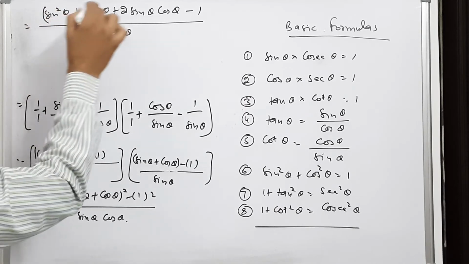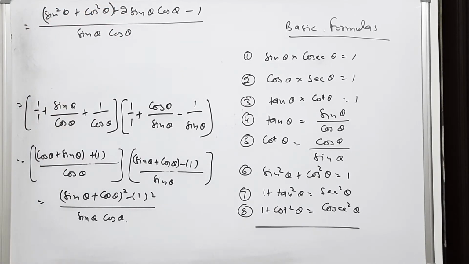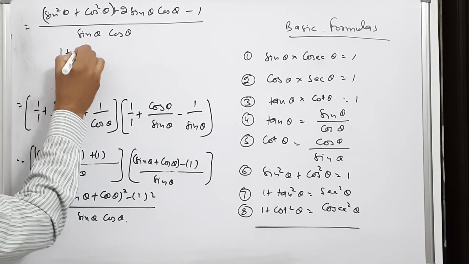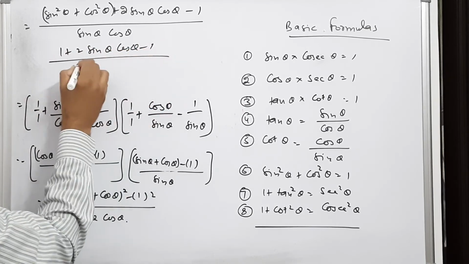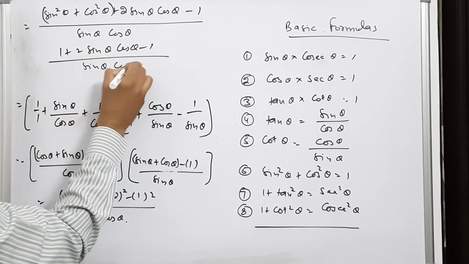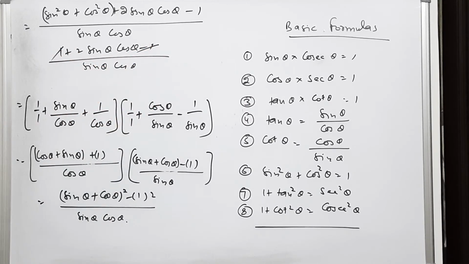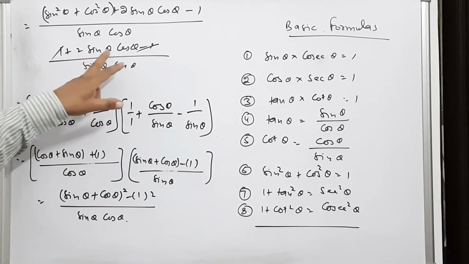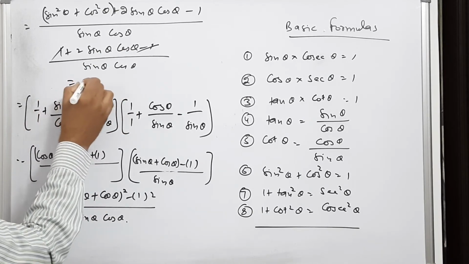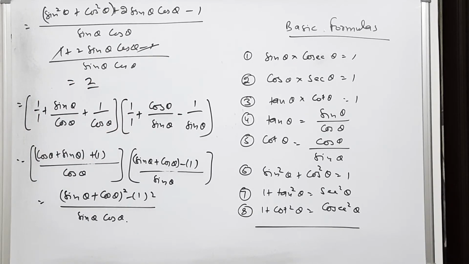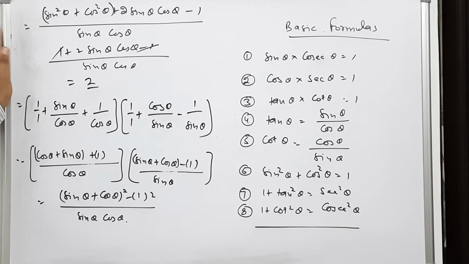Now, what is the meaning of this? Sin square theta plus cos square theta, it is 1. So, 1 plus 2 sin theta cos theta minus 1 upon sin theta cos theta. This 1 and 1 cancelled, and you can understand this sin theta cos theta and sin theta cos theta will cancel. So, the final answer is 2. So, this is the answer of this particular sum.